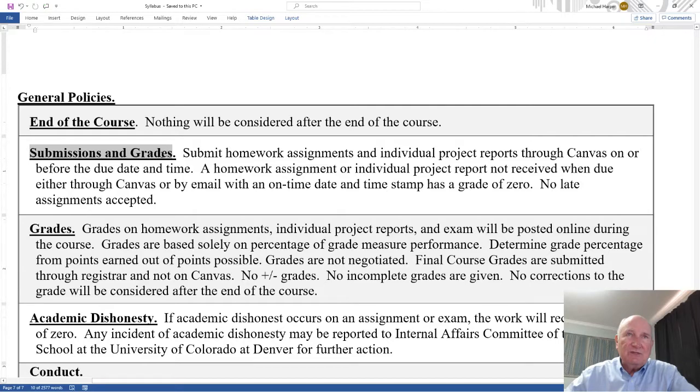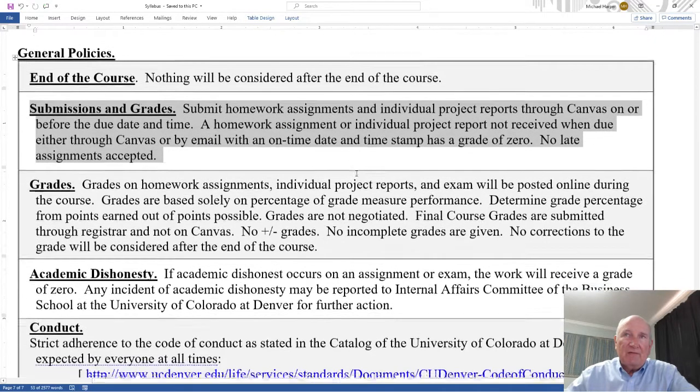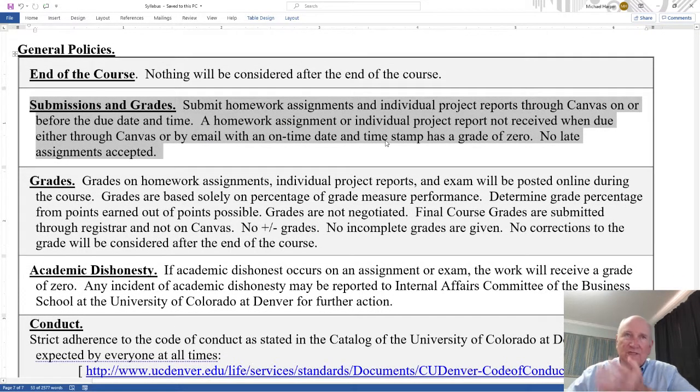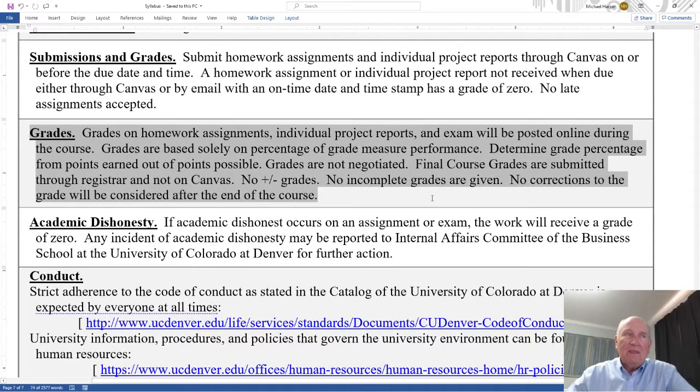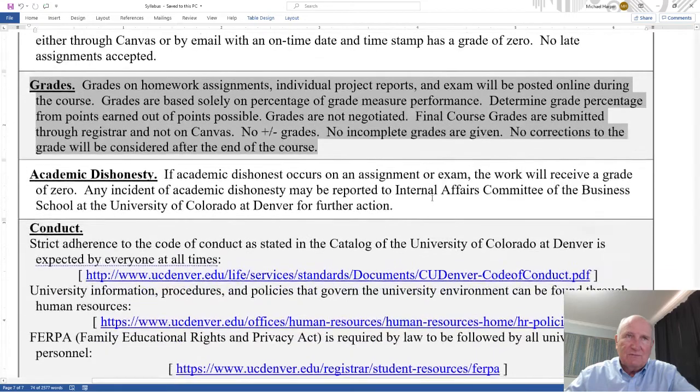Submission and grades. Everything will be through Canvas, and I'll post everything on Canvas. Your grades, as I've already talked about before, no plus or minus grades are given, and your grades are totally dependent on your performance.